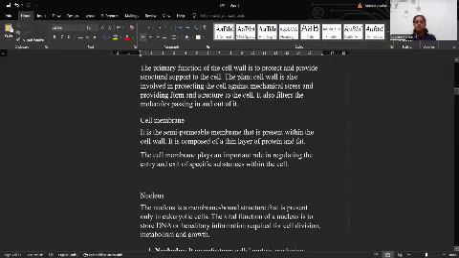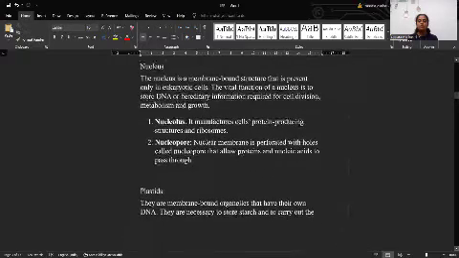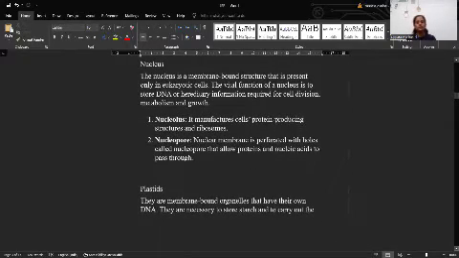Now, cell membrane. It is the semi-permeable membrane that is present within the cell wall. It is composed of a thin layer of protein and fat. The cell membrane plays a very important role in regulating the entry and exit of specific substances within the cell. Nucleus. Nucleus is a membrane-bound structure that is present only in eukaryotic cells. The vital function of a nucleus is to store DNA or hereditary information required for cell division, metabolism, and growth.